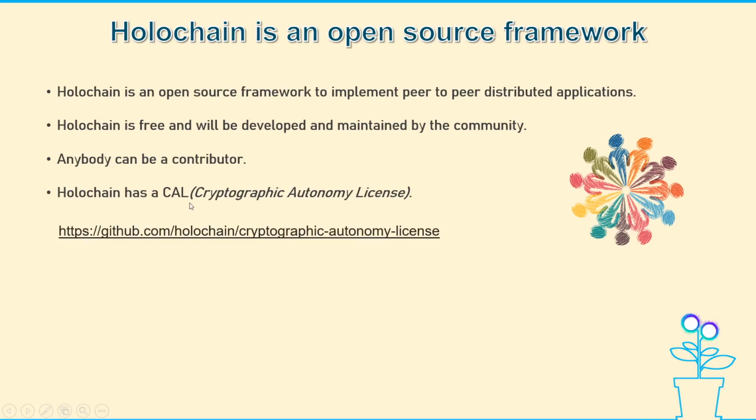CAL is a Cryptographic Autonomy License, which is a new breed of open license that protects not just the app developer and user of the source code, but also end user privacy and control of identity and data, which has been registered by Holochain to protect us. So I recommend you go to this link and read more about it in detail.